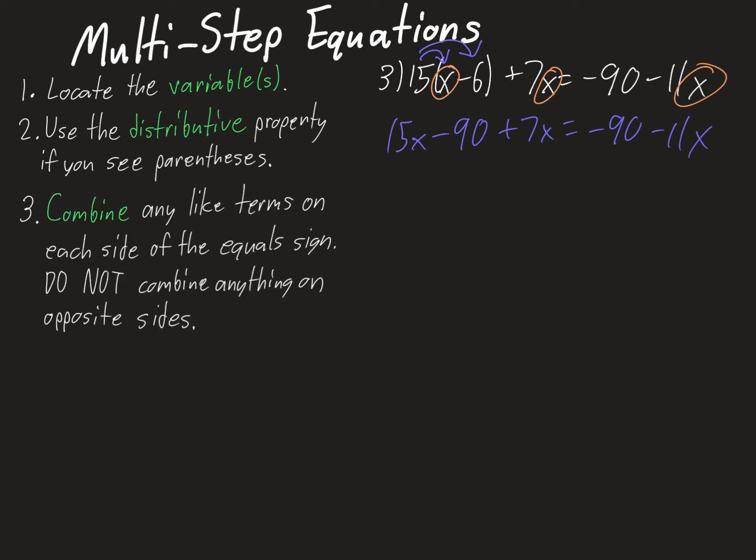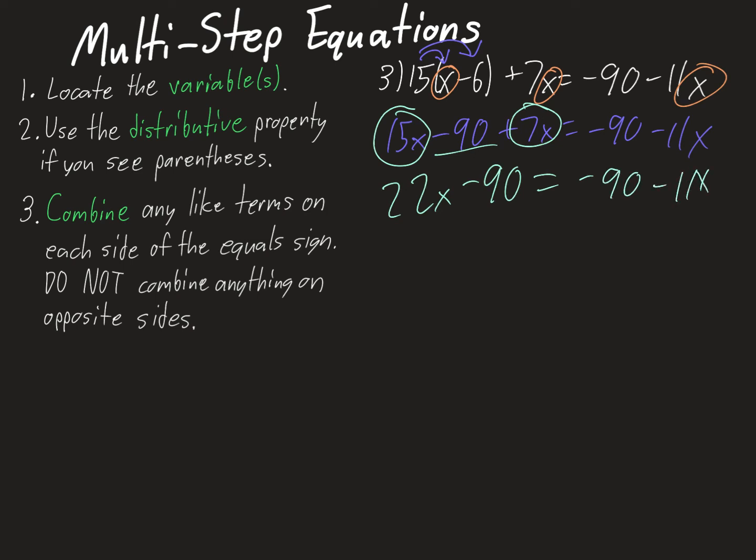So if we combine like terms, we will see that there are 2 x terms on the left, 15 and 7. 15 plus 7 gives us 22, and we leave the x. Negative 90 is the only constant on the left, so we'll leave that alone. And on the right side, we do not have any terms we can combine, so we'll leave that alone as well. Negative 90 minus 11x.